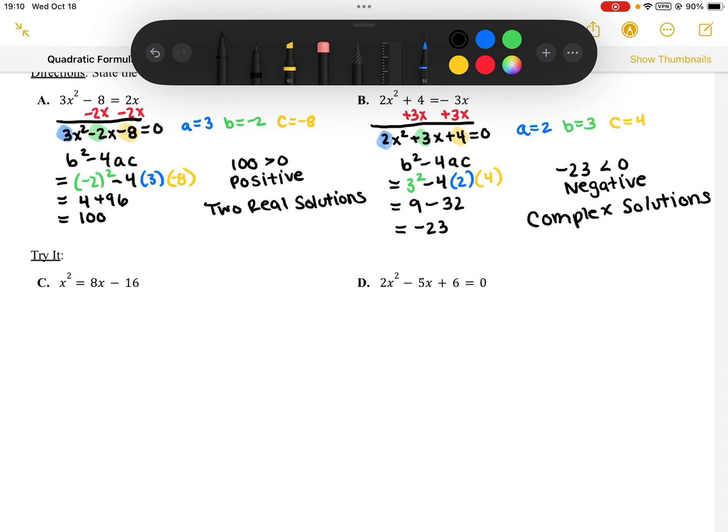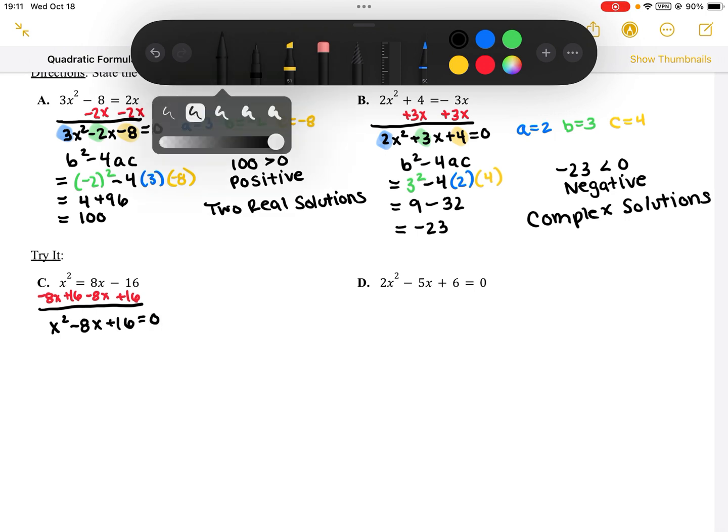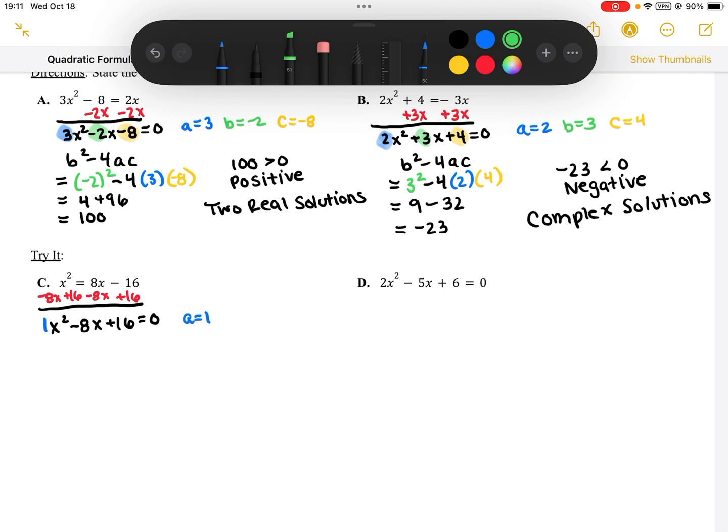So for C, I'm going to move everything to the left-hand side. I'm going to subtract 8x from both sides, and then add 16 to both sides. So my equation is x squared minus 8x plus 16 equals 0. My a value is 1, b is equal to negative 8, and c is equal to 16.